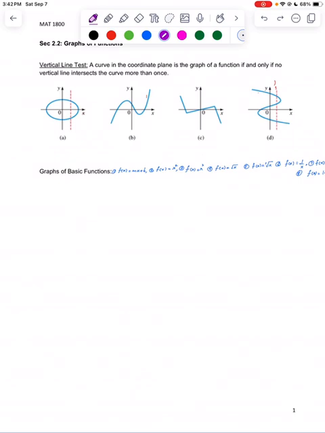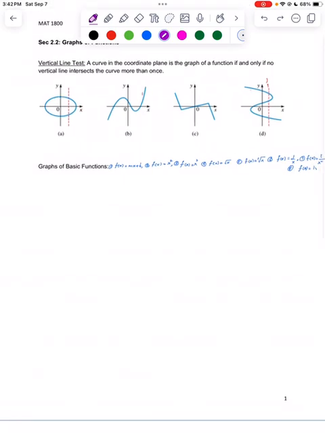So let's check. If we are given some curves, we draw vertical lines through them and try to see how they behave. The first example here, we have this shape. Does anyone know the name of this shape? This is called an ellipse. Anyhow, we don't have to worry about the name at this moment. We are only worried about whether it's a function.